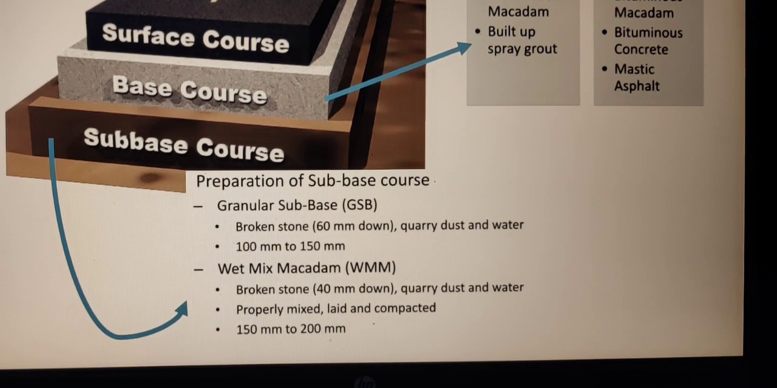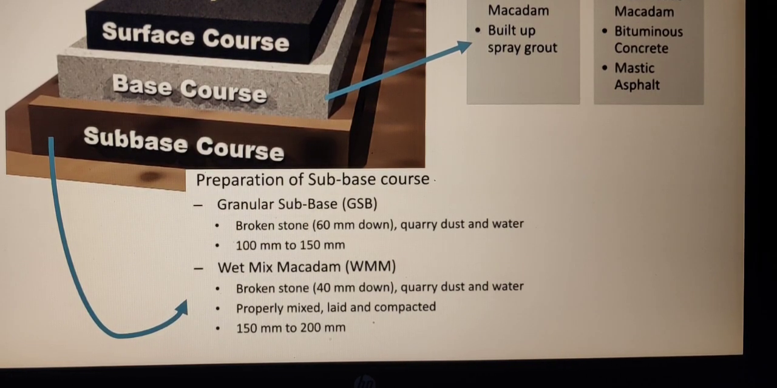Second material used is wet mix macadam. So here the broken stone of maximum size 40 mm is used. Quarry dust and water is used. They are properly mixed, laid and compacted, and the thickness of the wet mix macadam course is 150 mm to 200 mm.